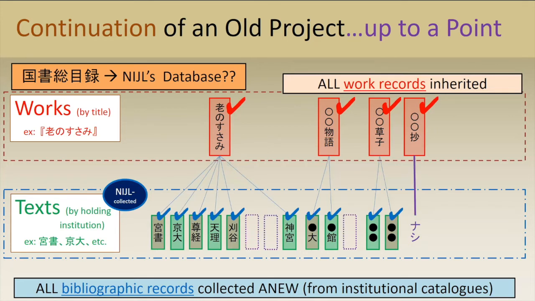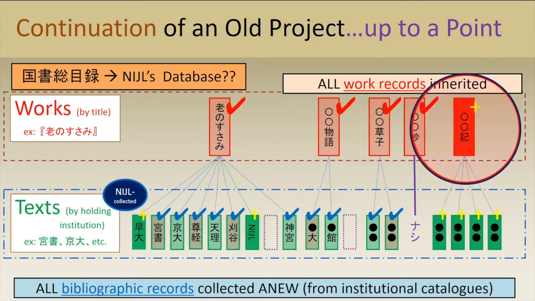Naturally, those not recatalogued do not appear in any of NIJL's search results, even though we know they probably still exist. In the more unlucky cases of text not recatalogued, a work record inherited from Kokusho Somokuroku can even turn up 0 results when searched. At the same time, on the luckier side of things, NIJL's database also contains many newly cataloged texts, and sometimes even completely newly recorded works.